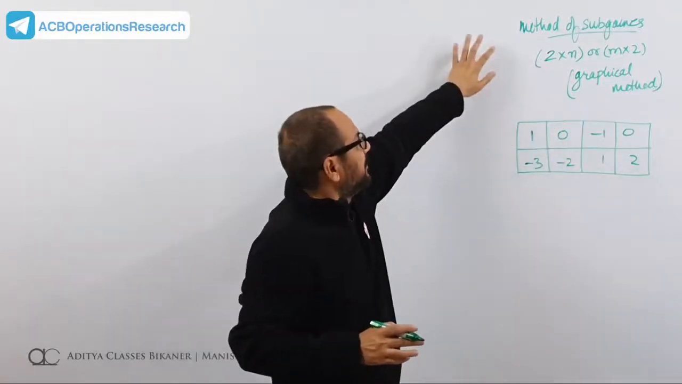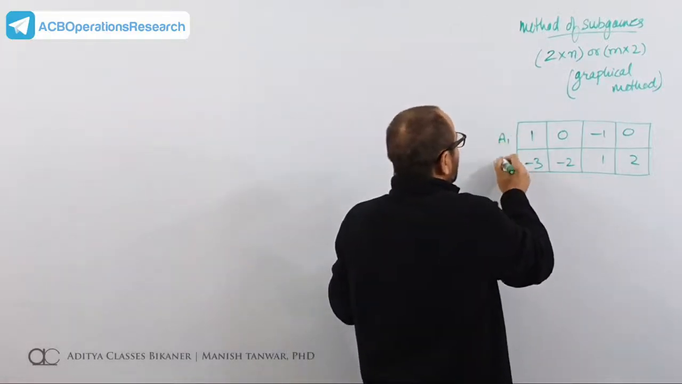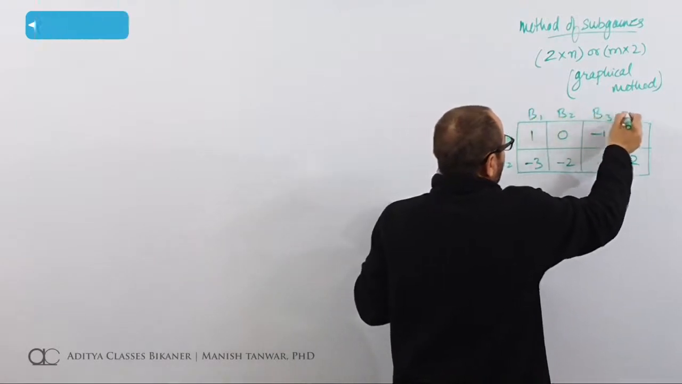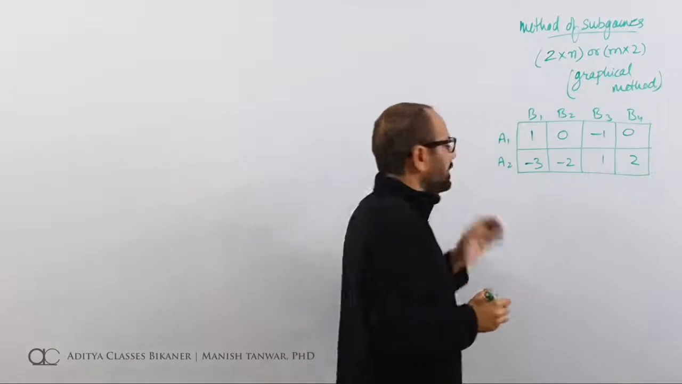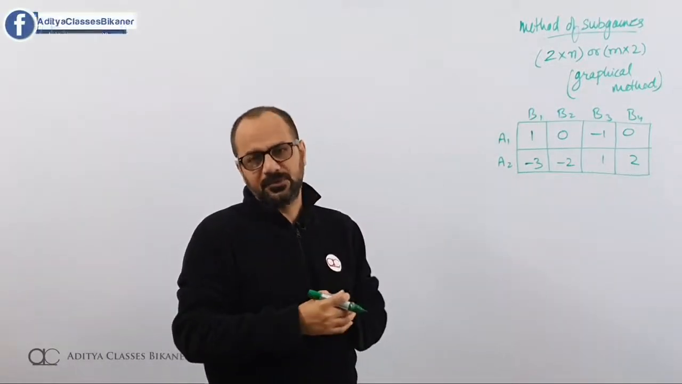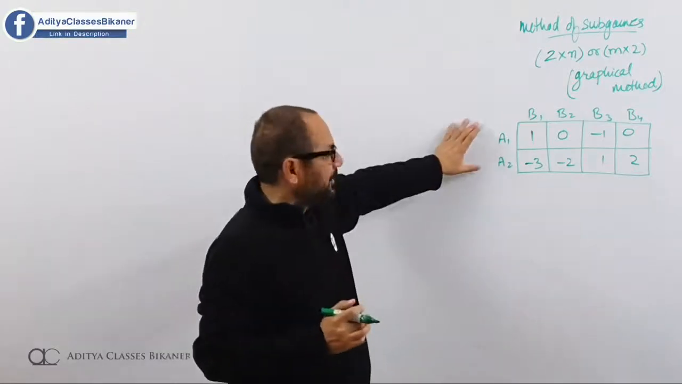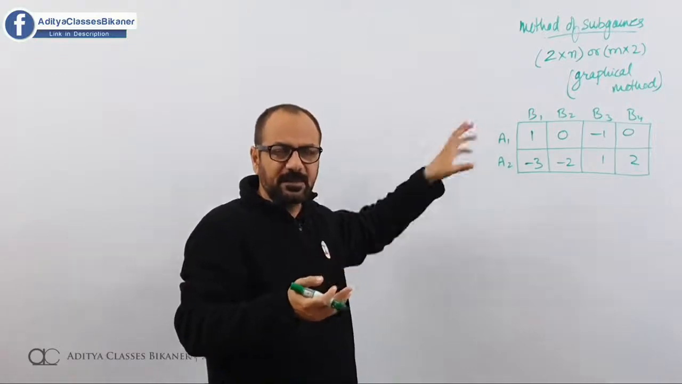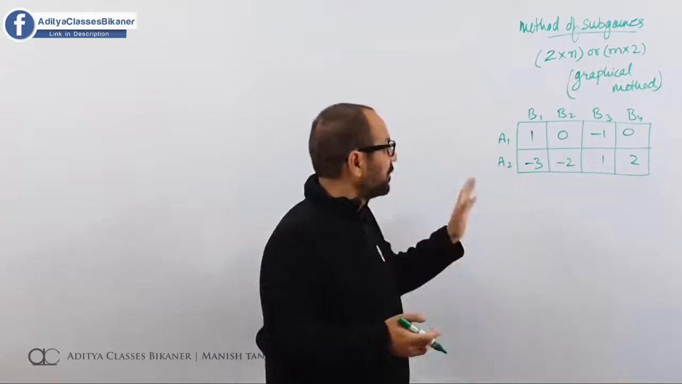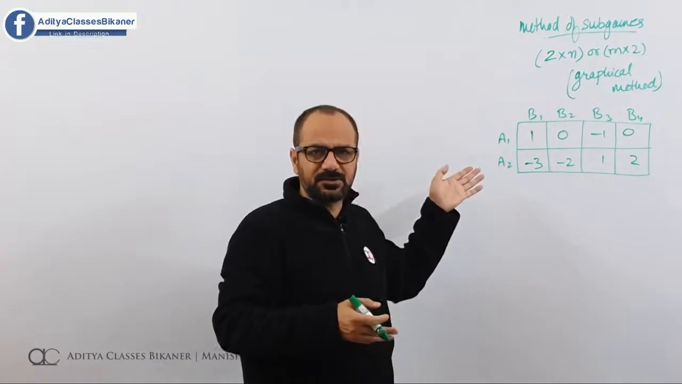Now, how does this game get solved using method of subgames? Let us say we have A1 and A2. Here we have B1, B2, B3 and B4. As far as A1 and A2 are concerned, we have only 2 strategies. But for B, there are various combinations from which I can pick my strategy. Remember one thing: if A had multiple choices, then A would have selected the maximum game value solution. But because B is having multiple choices, B will select. As far as A is concerned, A has only 2 choices.